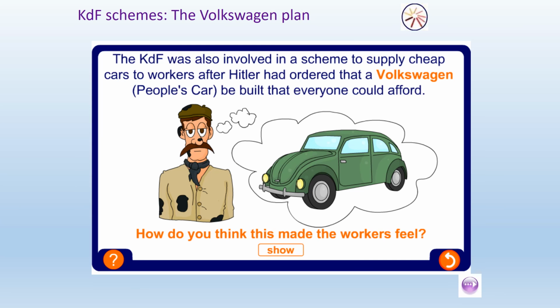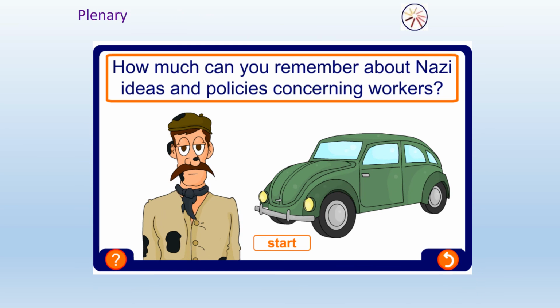The price of a Beetle was equivalent to about 35 weeks' wages, and again, if you set aside that 5 marks a week, you'd be able to get a new car. So again, people aren't too happy about losing a bit of their paycheck, but at the end of the day, they know getting a new car will be beneficial. By the start of the Second World War, the car factory was turned into a weapons factory, and people are going to be quite angry with the fact that they're not getting the vehicles that they had paid for. So how much do we remember about the Nazi ideas and policies concerning the workforce?